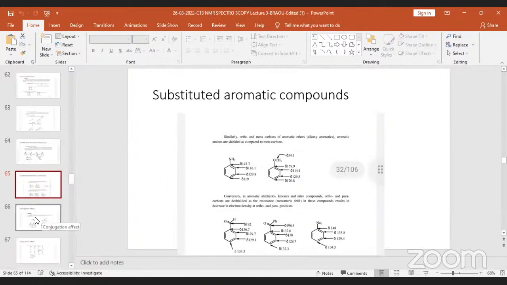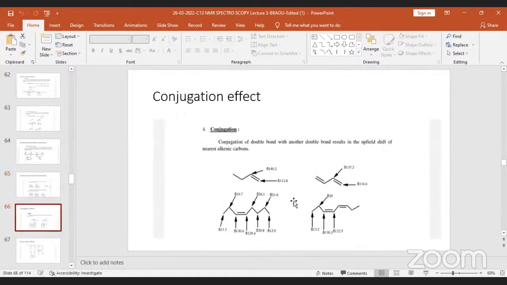Similarly, any electron withdrawing group attached to not only a benzene ring, any aromatic ring, will increase the chemical shift values. Downfield shifts are observed at ortho and para carbons. See, conjugation effect also has slightly increased electron density. Therefore, this conjugated double bond will show an upfield shift.